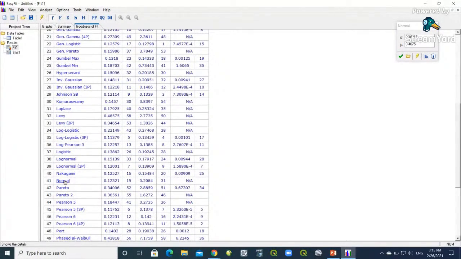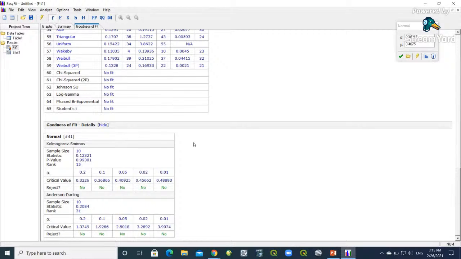So here simply you will be clicking on this normal function. You can see in goodness of fit details, two functions are there, KS function and, sorry, Anderson function. These two tests are there. These are tests actually. So how will you check? You will see if this function is applicable on this data by using this KS test.